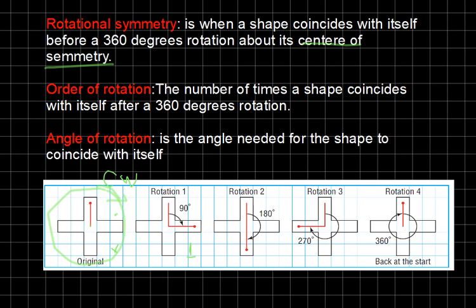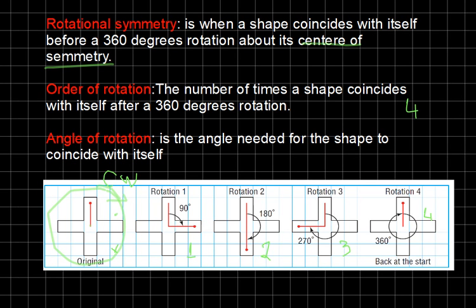So this is 1, this is 2. If we do a third rotation, another 90 degrees from here or 270 degrees from the original, we end up with this shape. And finally, the final rotation, in this case 360 degrees, you go back to your original spot. So this shape is said to have an order of rotation of 4.